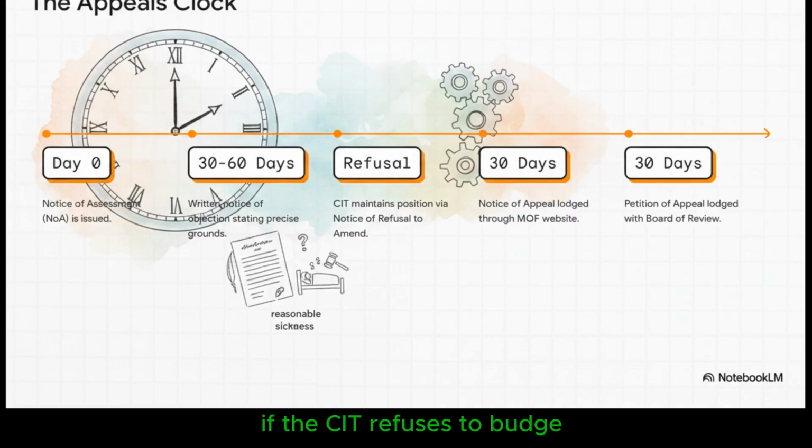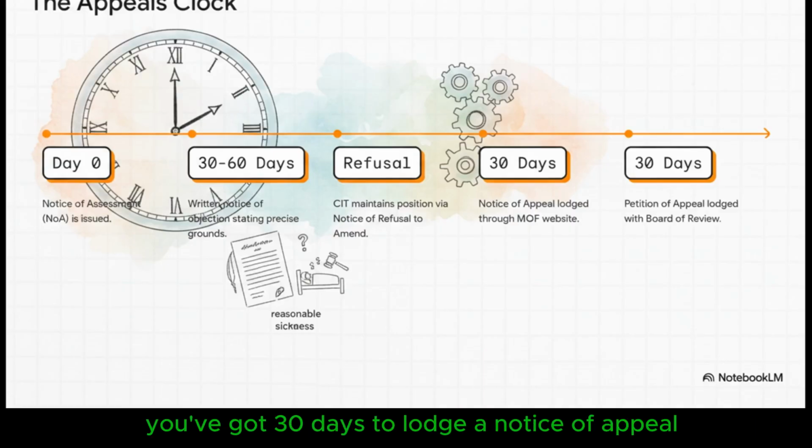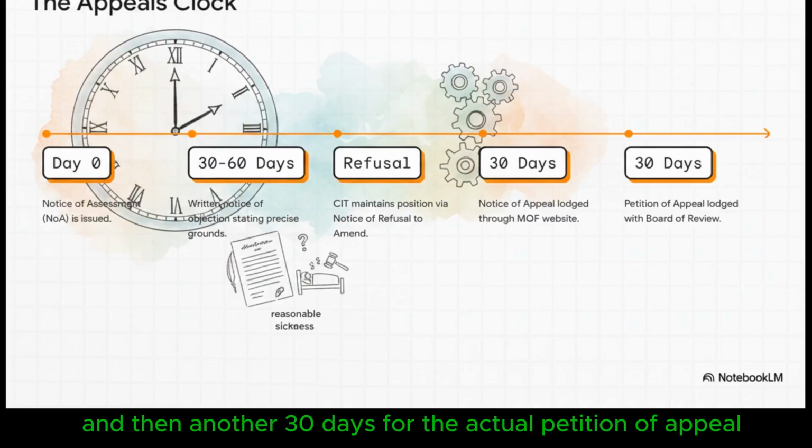If the CIT refuses to budge, you've got 30 days to lodge a notice of appeal, and then another 30 days for the actual petition of appeal.